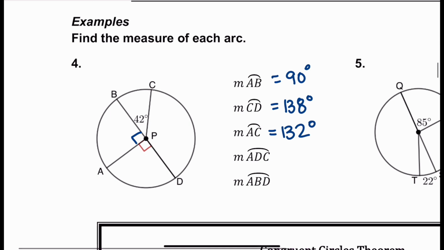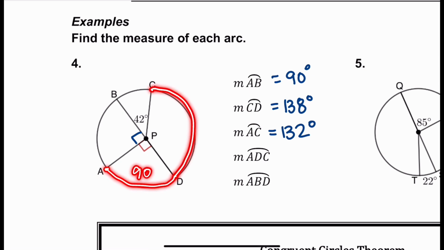Now I'm going from A to D to C. A, D, C. I can use my arc addition postulate. This is 90. I also know that CD was 138. So if I add 90 plus 138, that's going to be 228.